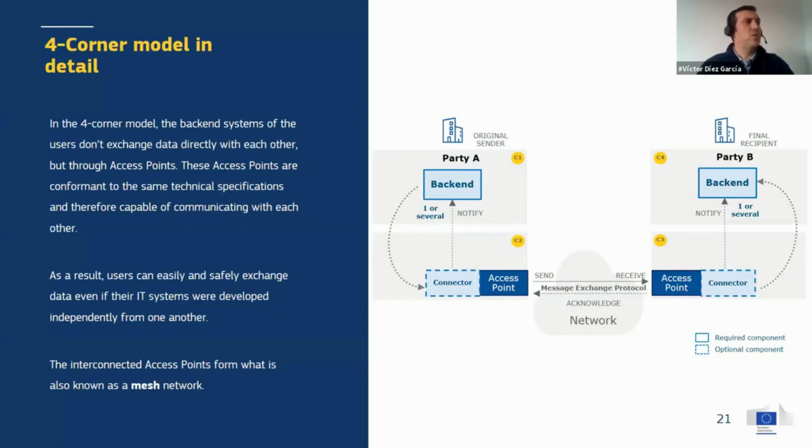In the four corner model, the backend systems of the users don't exchange data directly with each other. This is part of the architecture. So the original sender does not send a message directly to the final recipient. The message is routed through the access points, C2 and C3. That's why we call this the four corner model.